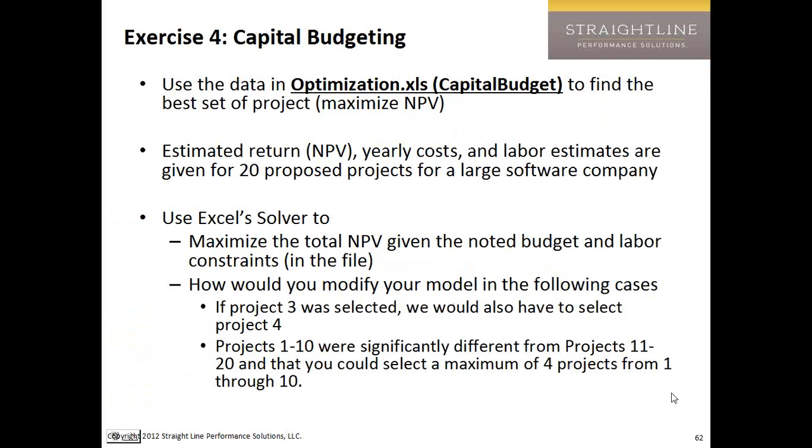Here's the background. Suppose that we have a list of potential projects, and what we've got is the net present value or the return on investment or some financial measure on all these projects. We somehow have the estimates for the cost, the return, and the amount of labor that we would need, and we're given some constraints on that labor and cost. How can we maximize the return and meet those constraints? So let's take a look at that.